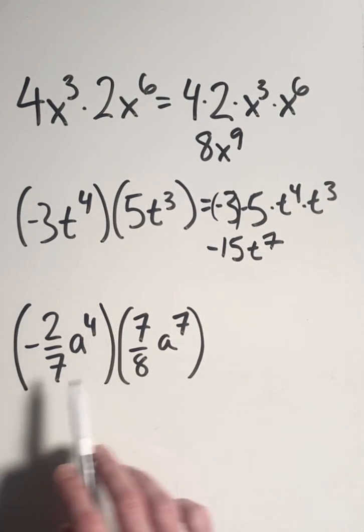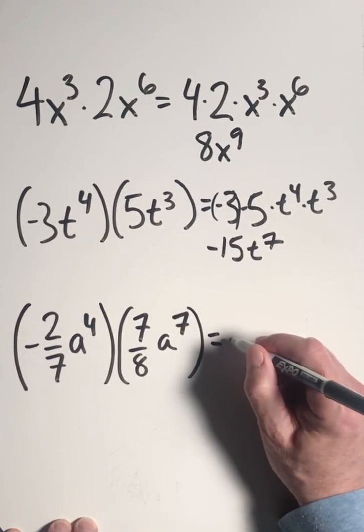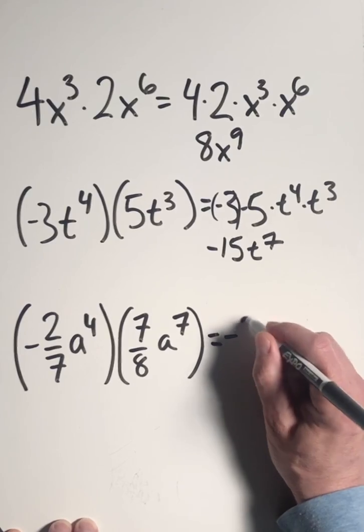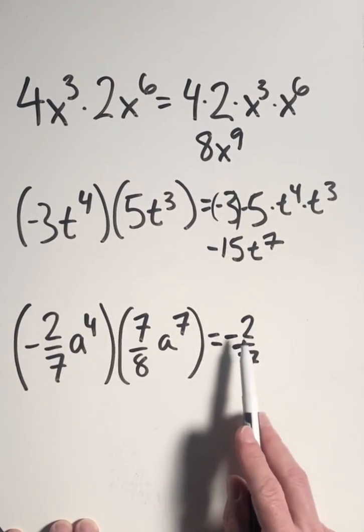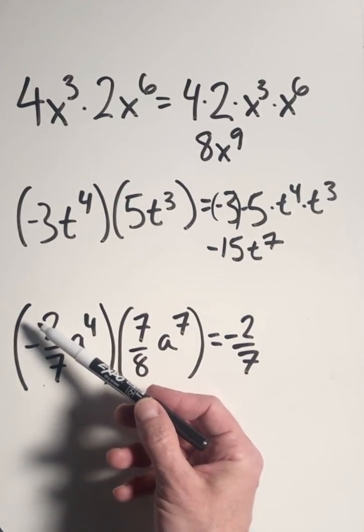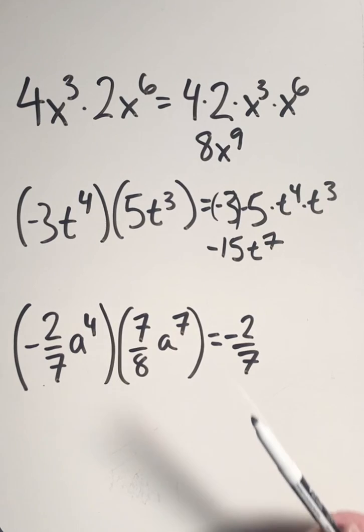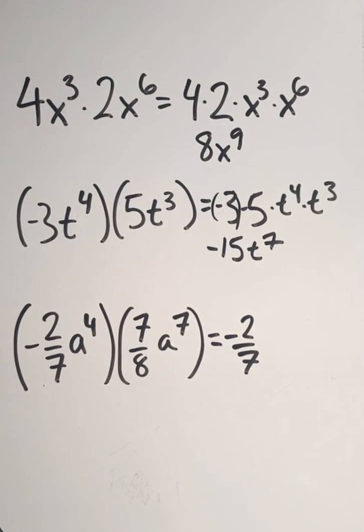Next, here we may have fractional coefficients, but the process is identical. For the fractions, we're going to take -2 sevenths, and notice how I put the negative sign in my numerator. It doesn't matter where the negative is, whether it's in the numerator, in the denominator, or out in front of the fraction. But when you're multiplying, I prefer to keep it in the numerator, because when we deal with slope in algebra, I like to be able to have the negative up there as well. So I want to stay consistent.